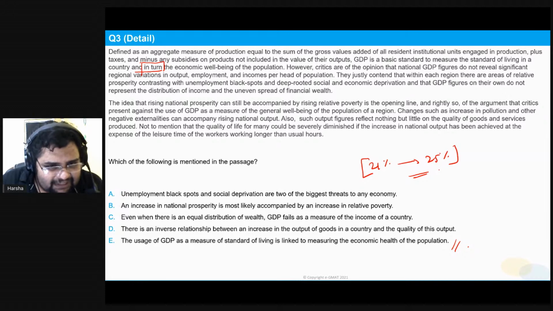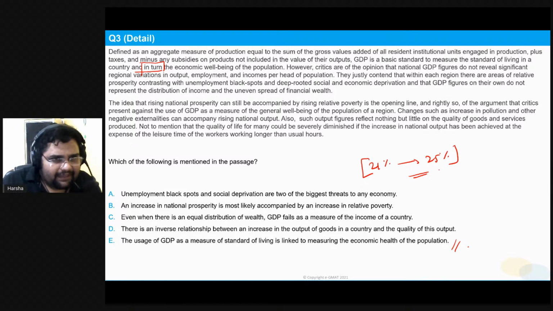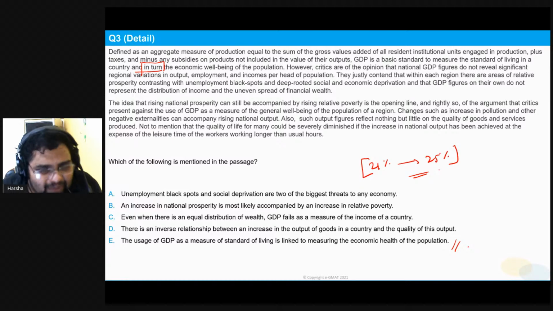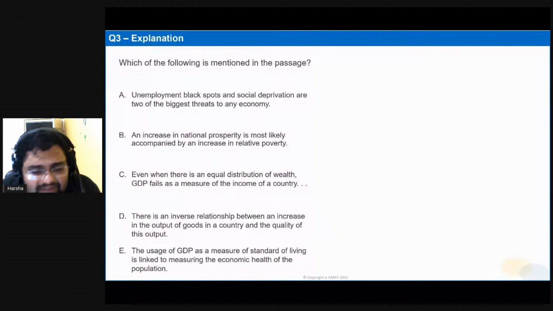The usage of GDP is somehow linked to measuring the economic health of the population, because that's also what intern means, right? By measuring standard of living, which in turn helps you gauge the economic well-being. So there is some relation there that is being told about. That's what option E actually covers, which is the correct answer. Let's look at the incorrect option choices, because I think some of you are very, very confused about this.